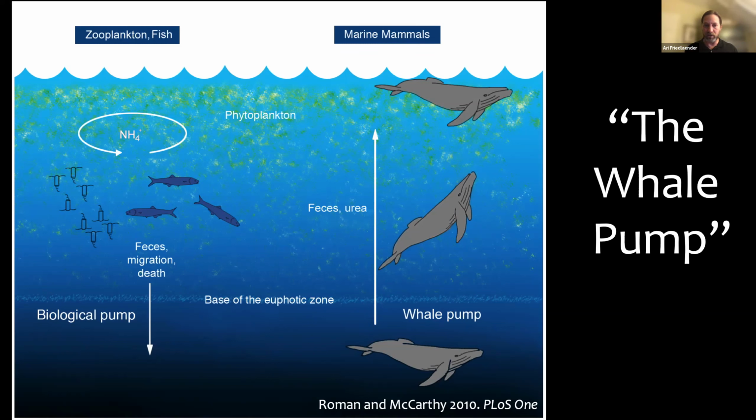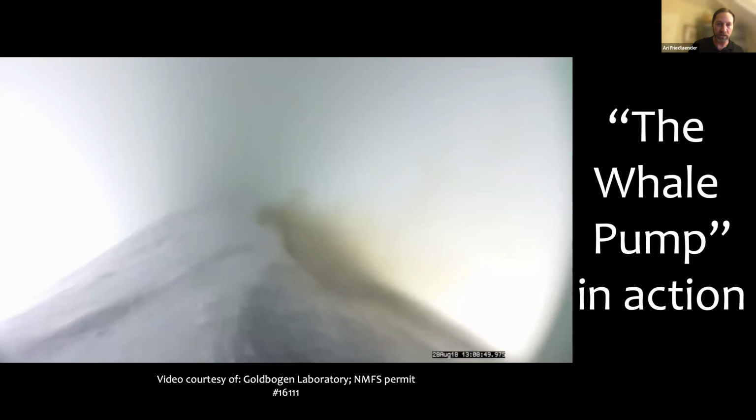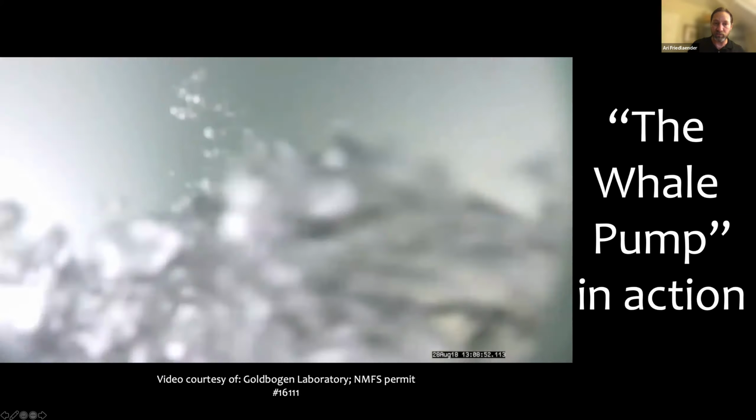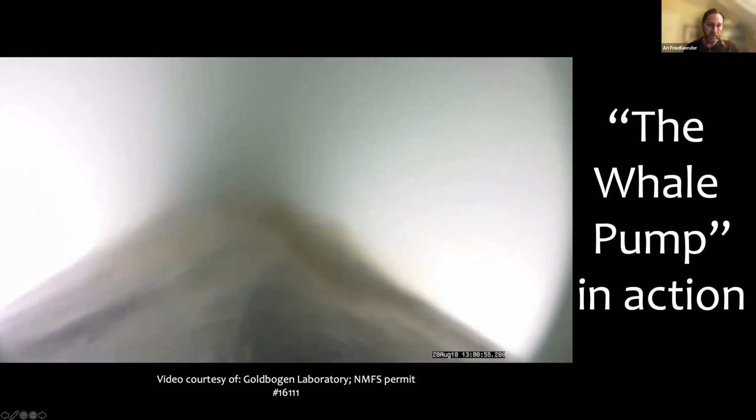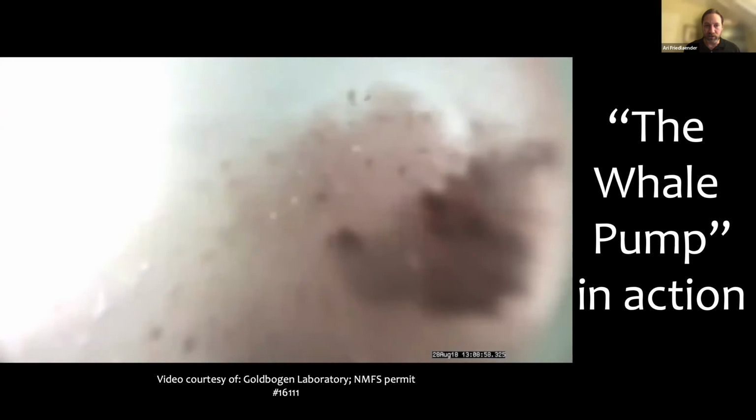Well, what Joe and Matt came up with was that whales are the ones that are doing it. Whales dive down deep, they eat a lot of food, they come up to the surface, and they're potentially seeding that surface water in the ocean with iron that has been processed through their system. And this is called the whale pump. And we were lucky enough to put a tag on a fin whale once that ended up near the back end. And why not show you guys what it looks like when a whale poops?